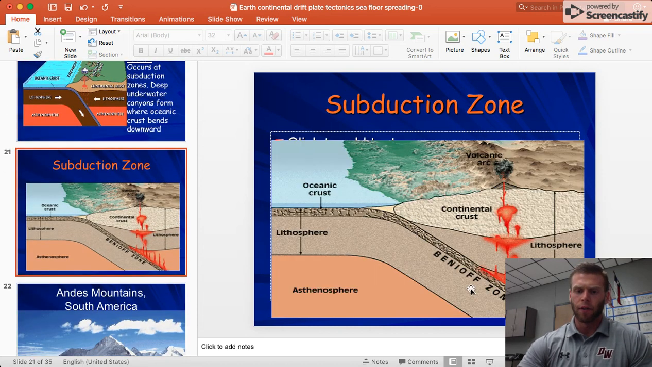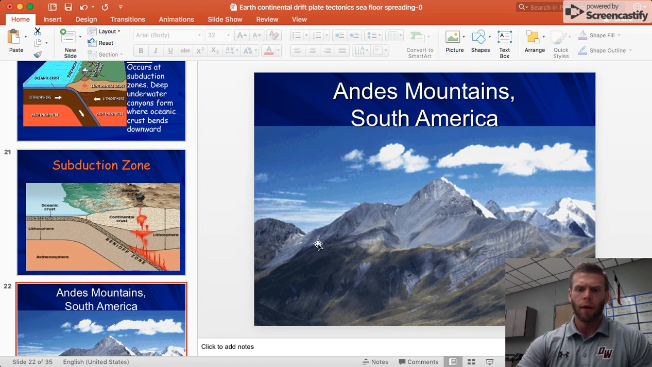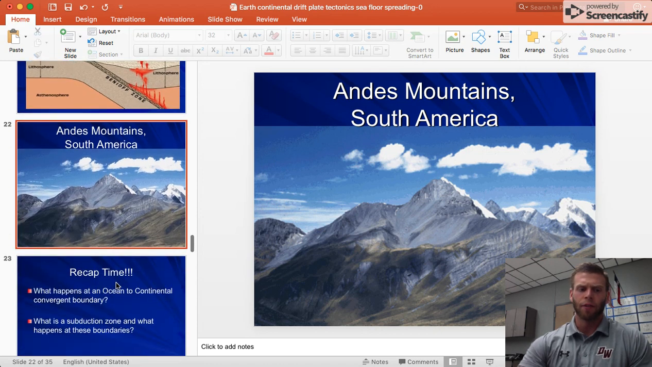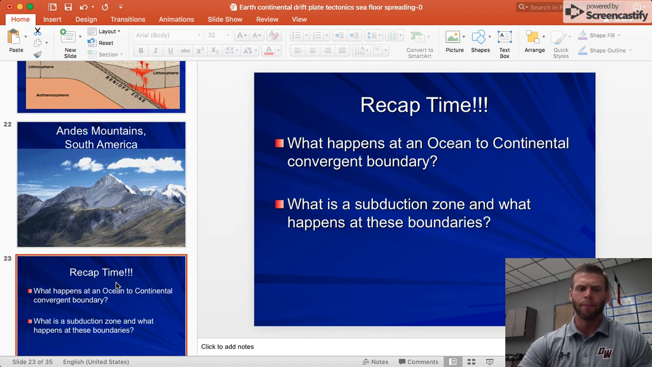And again, another look at the subduction zone and the volcano that forms up here due to the plate going down underneath. The Andes Mountains of South America is another example of that.